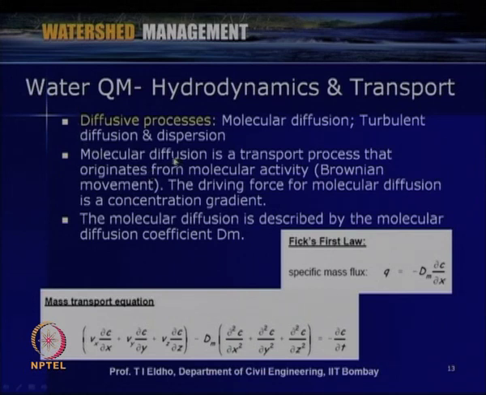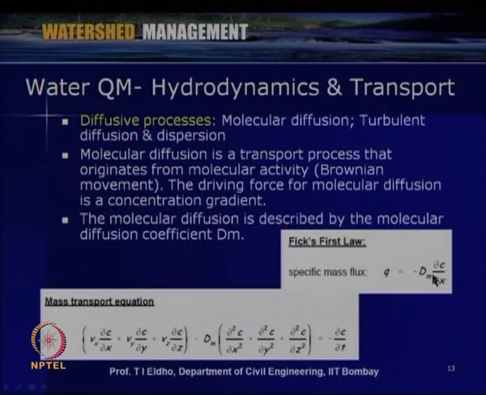Then, as far as transport is concerned, we have to consider various processes like diffusive processes: molecular diffusion, turbulent diffusion and dispersion. Molecular diffusion is the transport process that originates from molecular activities like Brownian movement. The driving force for molecular diffusion is the concentration gradient. Wherever the concentration is higher, the mass will move towards the low concentration. That is based upon the so-called Fick's first law. The molecular diffusion is generally described by the molecular diffusion coefficient, and Fick's law is represented as q is equal to minus Dm del c by del x, where c is the concentration and Dm is the diffusion coefficient.